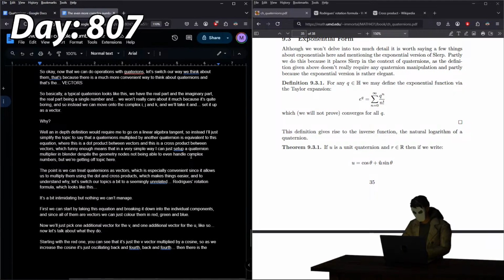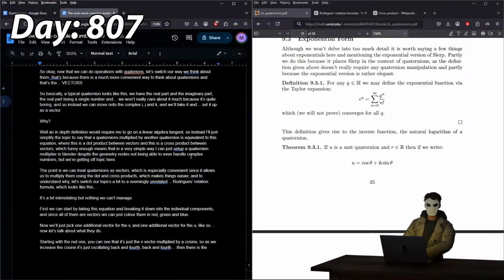Okay. So now we can do operations with quaternions, let's switch the way we think about them. That's because there is a much more convenient way to think about quaternions, and that's as vectors. So basically a typical quaternion looks like this. We have the real part and the imaginary part. The real part being a single number, and we won't really care about it because it's quite boring. So instead we can move on to the complex i, j and k, and we'll set it up as a vector. Why?